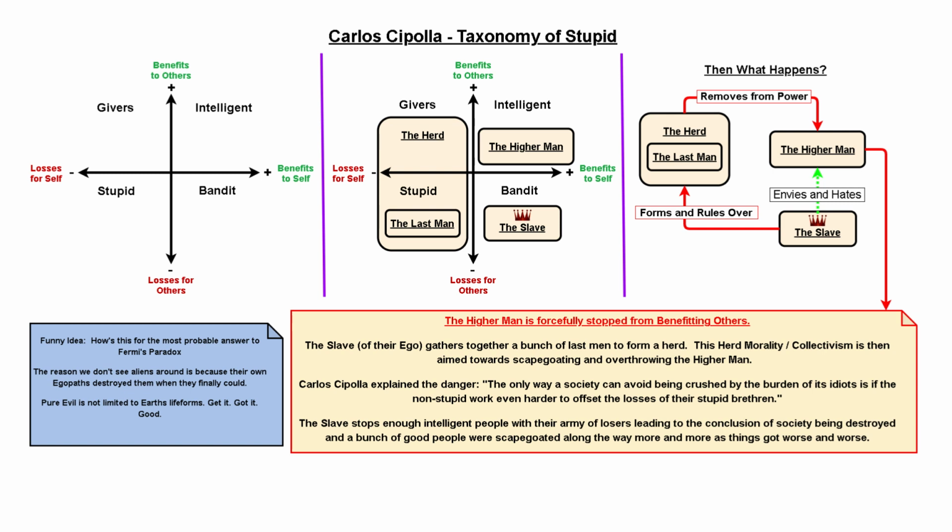And Carlo Cipolla explains the danger. He says the only way a society can avoid being crushed by the burden of its idiots is if the non-stupid work even harder to offset the losses of their stupid brethren. But here's the thing: if enough higher men are taken out, enough intelligent people are taken out, how are you supposed to have one higher man out of 100 slaves try and do 100 higher men's work? You can't. It's fucked.